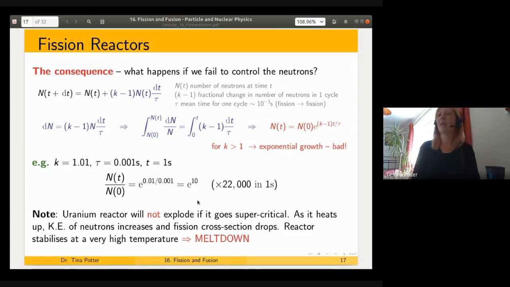So it's stabilized itself. Because of the high energy of the neutrons, we're not inducing any more fissions, but you've got a very high energy, very high temperature reactor there, and this is what we call meltdown. So this is why we line these nuclear reactors with huge amounts of concrete, so that if there is a meltdown, we can contain that very high temperature material.